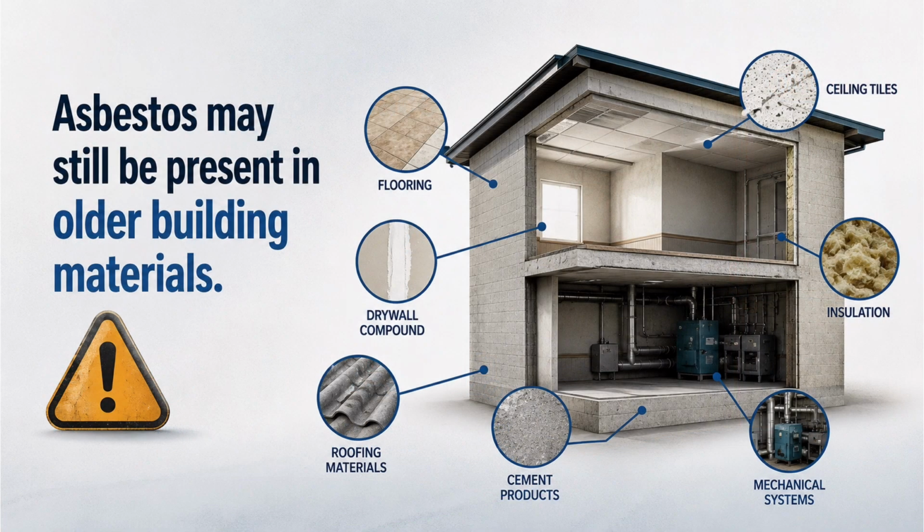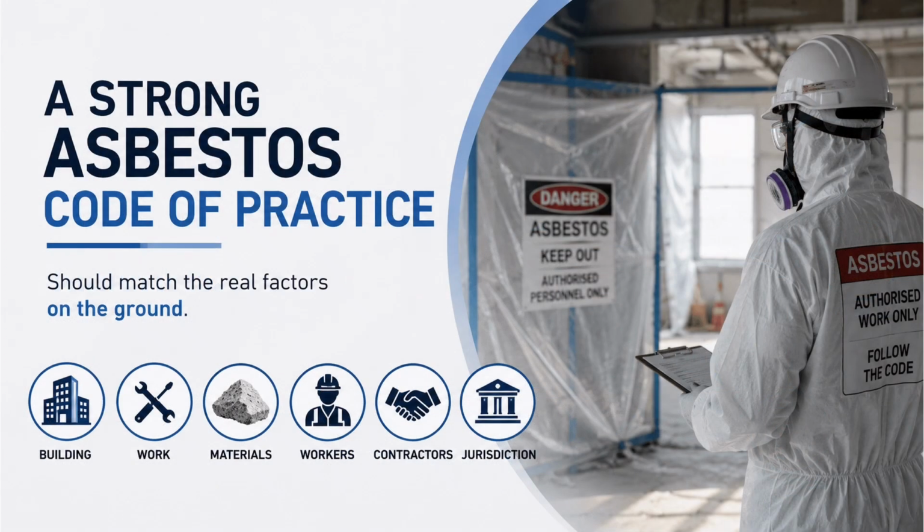This matters because asbestos may still be present in older flooring, ceiling tiles, drywall compound, insulation, roofing materials, cement products, and mechanical systems. A strong asbestos code of practice should match the actual building, work, materials, workers, contractors, and jurisdiction involved.